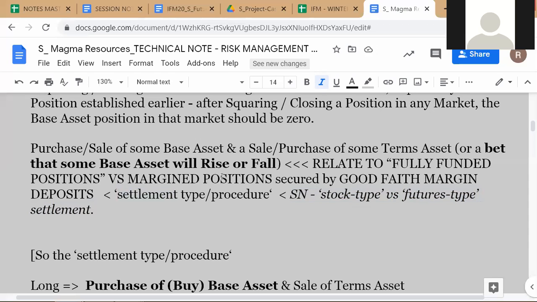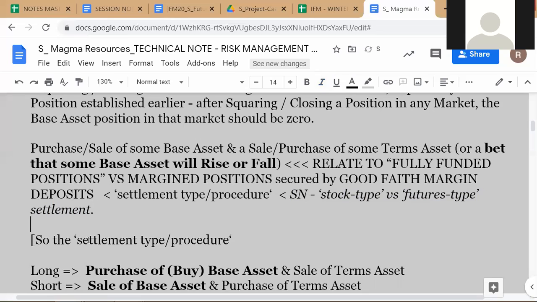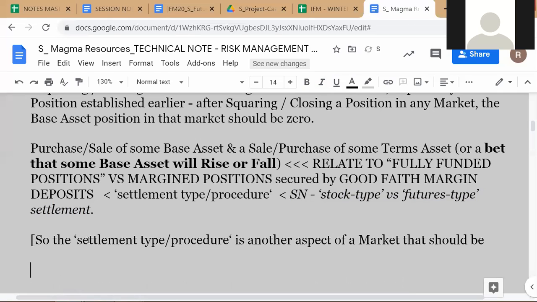So that is going to happen when you have a market which is organized in such a way that it works with margin positions secured by good faith margin. So it does not require full funding of the position. So what I'm saying here now is that when you're investigating a market, the settlement type of procedure is another aspect of a market that should be noted when investigating any market.